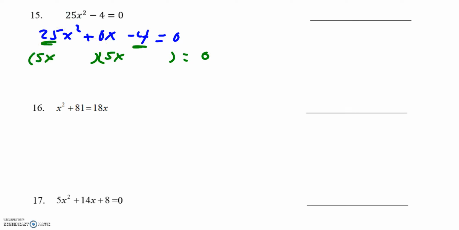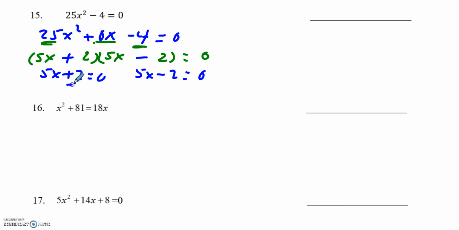5x times 5x. What times what gives me 4? 2 times 2. How do I get a middle term of 0? Well, I need one of them to be positive and one of them to be negative, because I have positive 10 and negative 10 now to get a 0. Because it's an equation, I have to set both of these pieces equal to 0. 5x plus 2 equals 0, and 5x minus 2 equals 0.